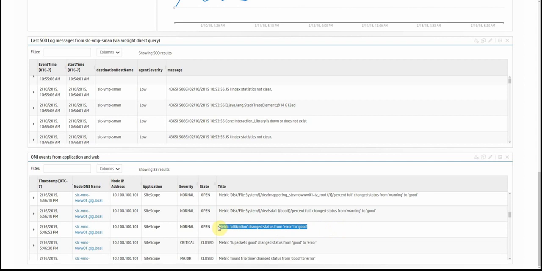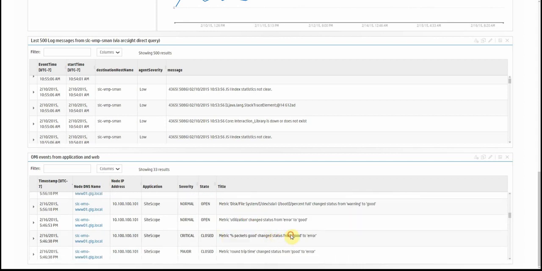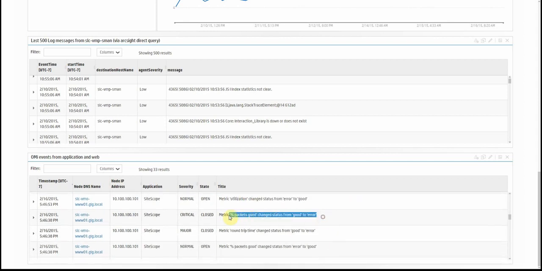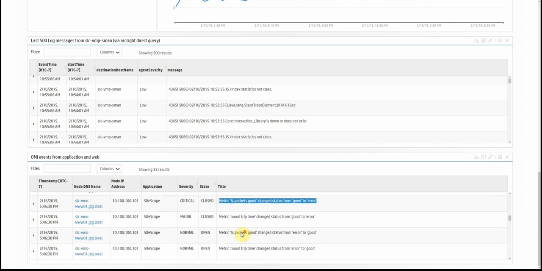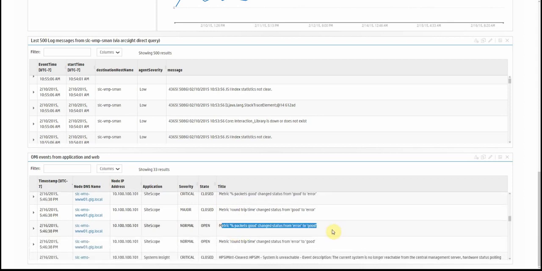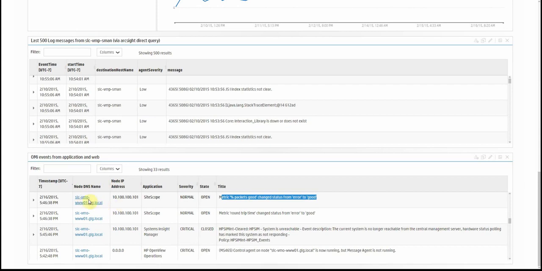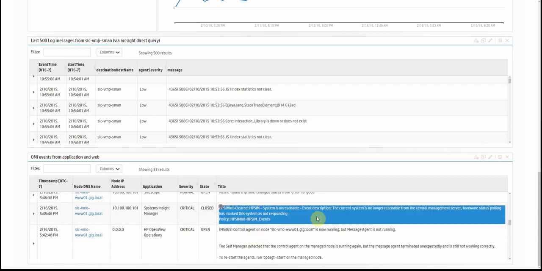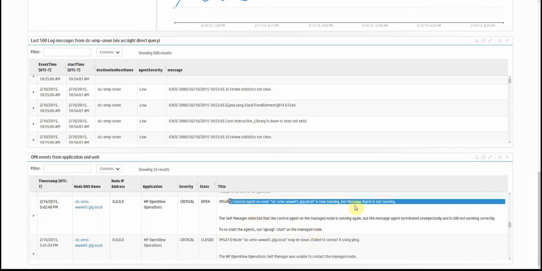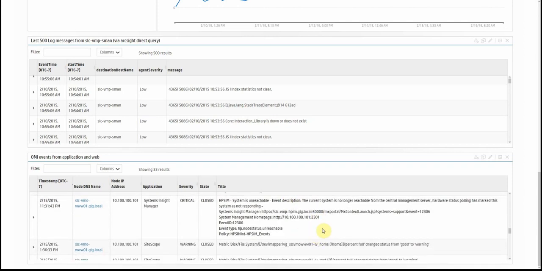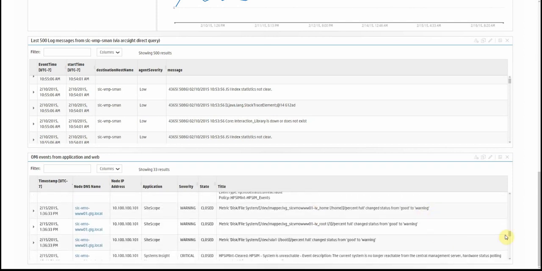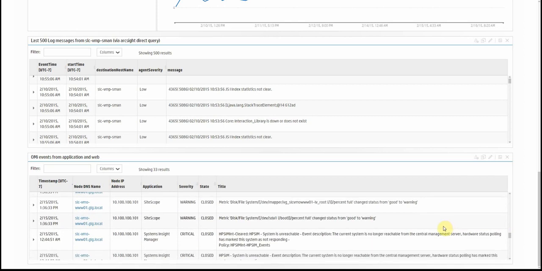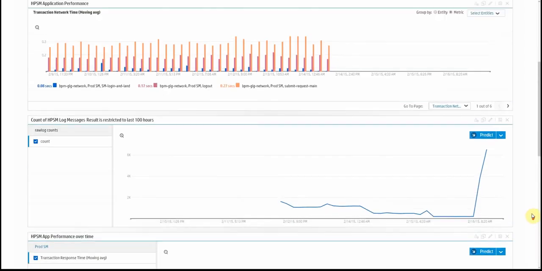There's issues here with metric utilization, percent packets, going from a good to error state. That's not particularly a good thing in this case, right? Network communication being critical. Here's another SIM event. System is unreachable. Control agent on node is now running, right? But the message agent is not running. That's a symptom of the internal OpenView operations agent that's on there. But we can start to see these events across multiple monitoring systems, all centrally aggregated inside of Operations Analytics.